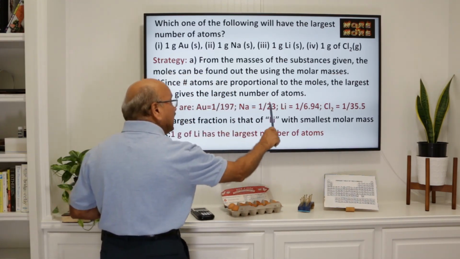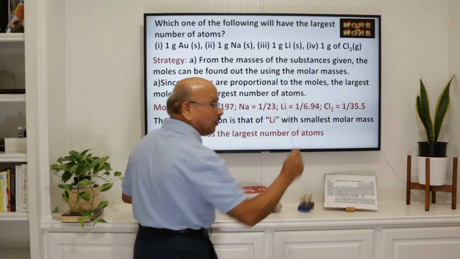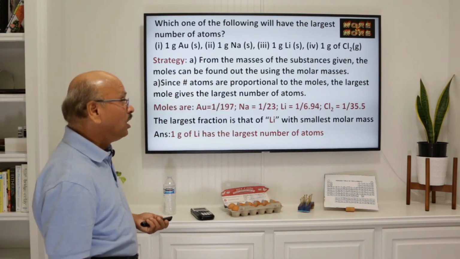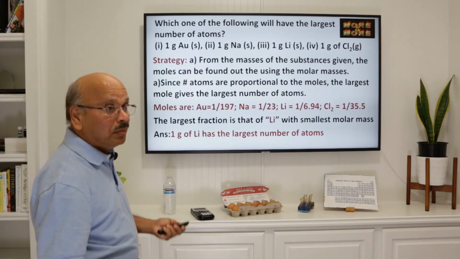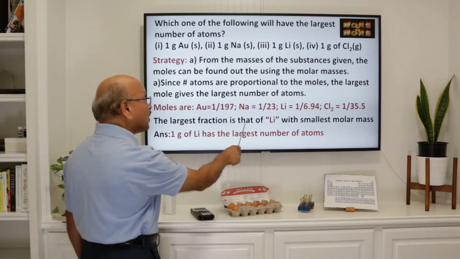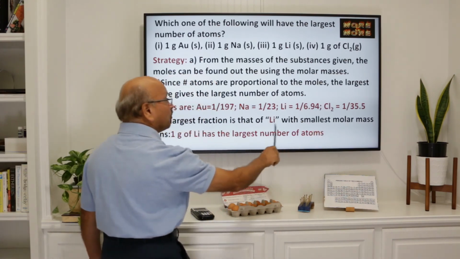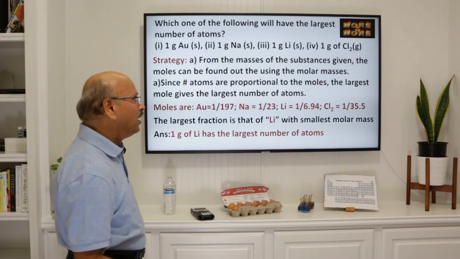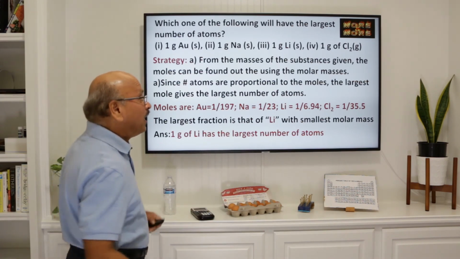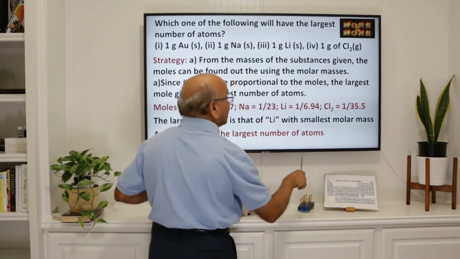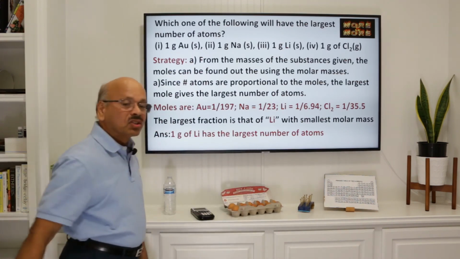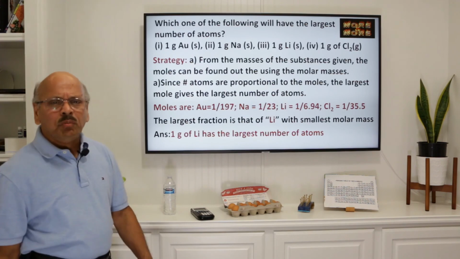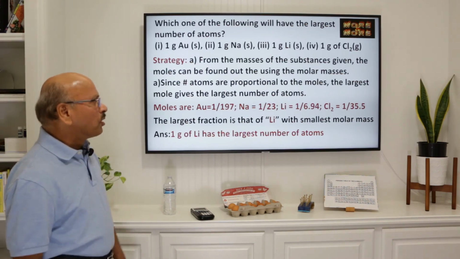the least denominator is going to give you the largest number. The value will be greater when the denominator decreases. So the largest fraction in this case is that for lithium, which has got a 6.94, the least number, and that is a winner. That has got maximum moles, and that's got the largest number of atoms. So even without calculating, you can say that is going to be the one with the largest number of atoms.